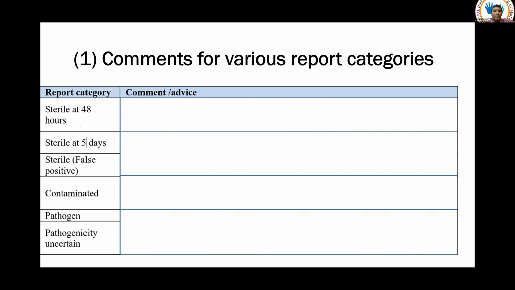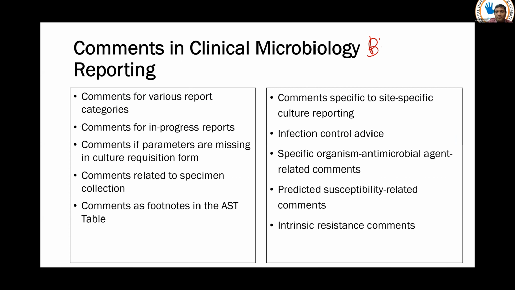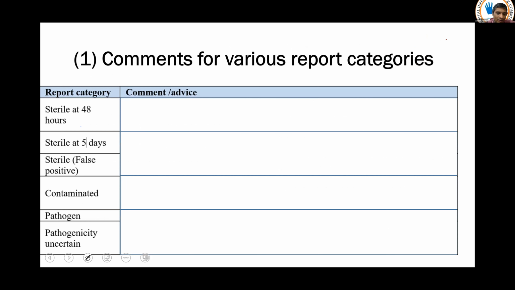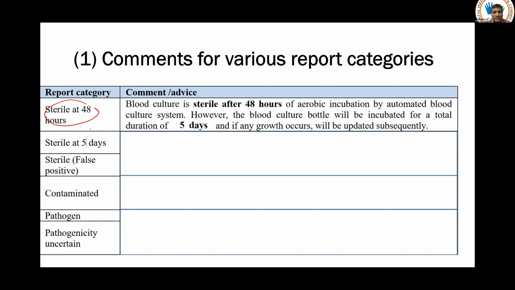The first class of comment is comment on various report categories. I am telling you this whole set of comments based upon the blood culture report, so you can modify them to include other specimens also. If it is a sterile report, then we send a comment like this: blood culture is sterile up to 48 hours. However, the total duration of incubation is 5 days, and if any growth occurs, it will be updated subsequently.